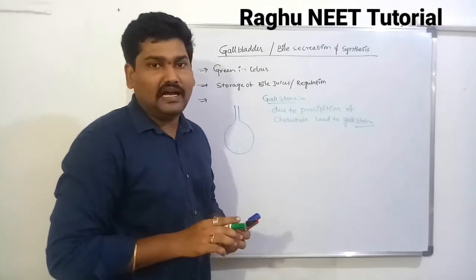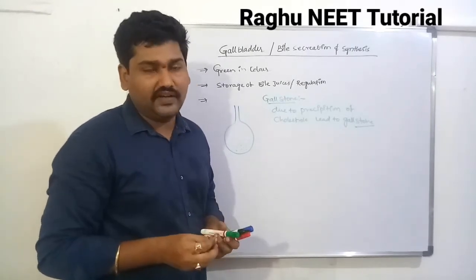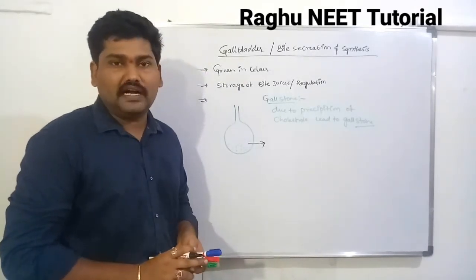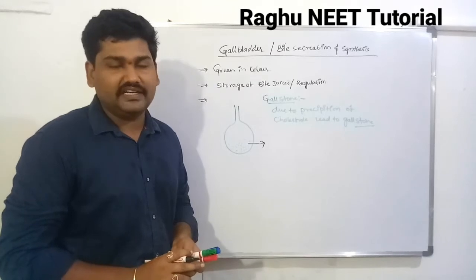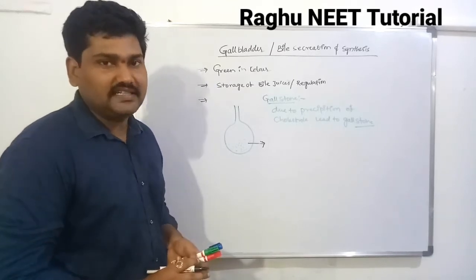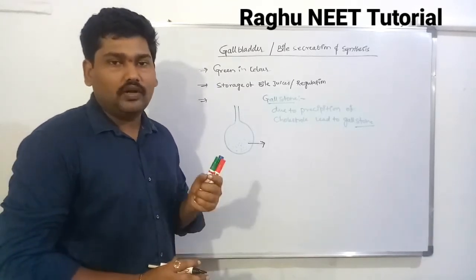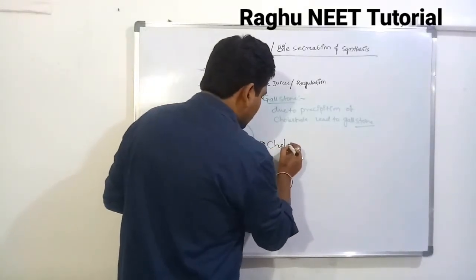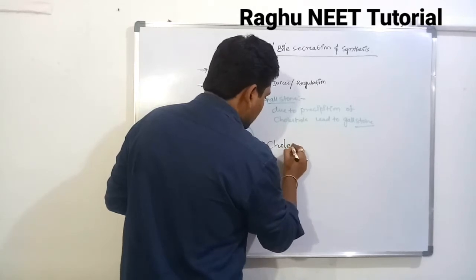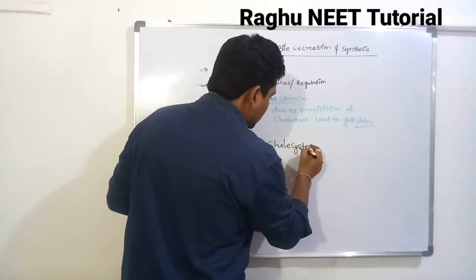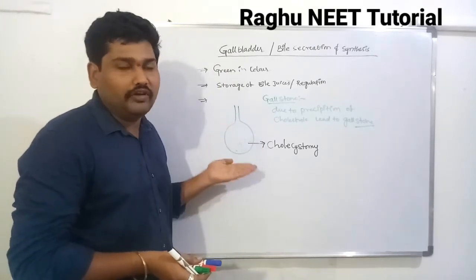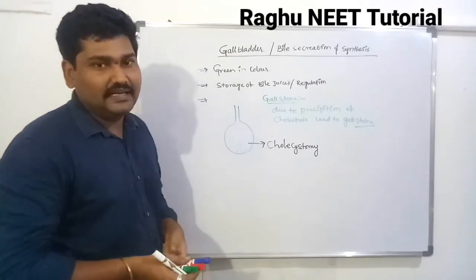So gallstones are very painful in the gallbladder region. The surgical removal of gallstones from the gallbladder region is called cholecystectomy. Cholecystectomy is a surgical method to completely remove gallstones from the gallbladder region.